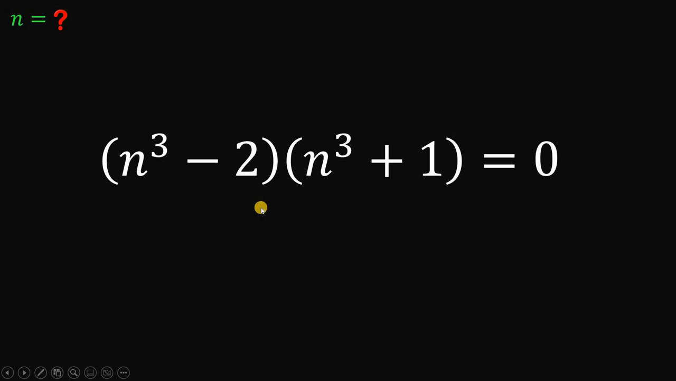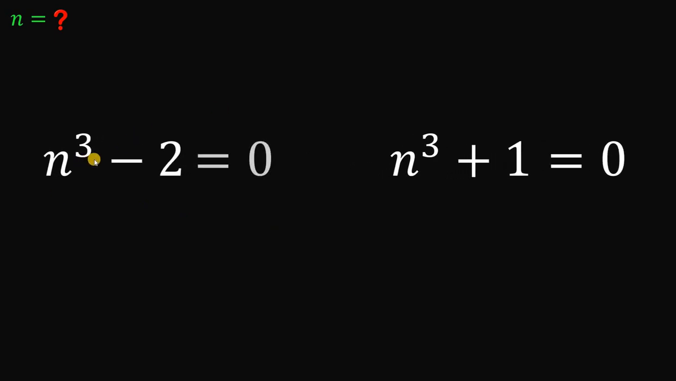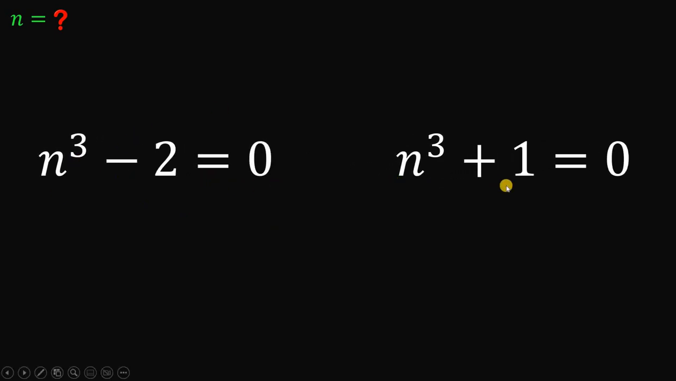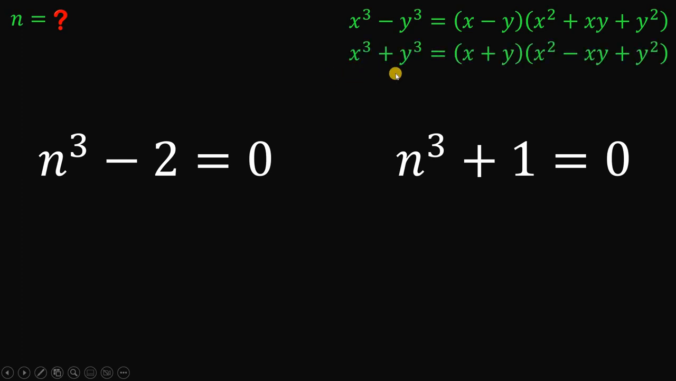Now, since it is equal to 0, we can say that at least one of them must be equal to 0. So we can say that n cubed minus 2 equals 0 or n cubed plus 1 equals 0. Now, at this point, we will use a couple of identities. The first one is the difference of two cubes. It says that x cubed minus y cubed must be equal to x minus y multiplied by x squared plus xy plus y squared. Also, the sum of two cubes says that x cubed plus y cubed can be factored as x plus y multiplied by x squared minus xy plus y squared.